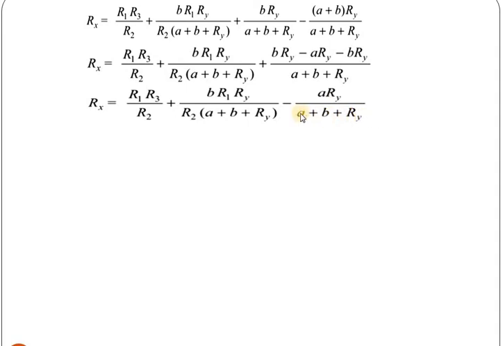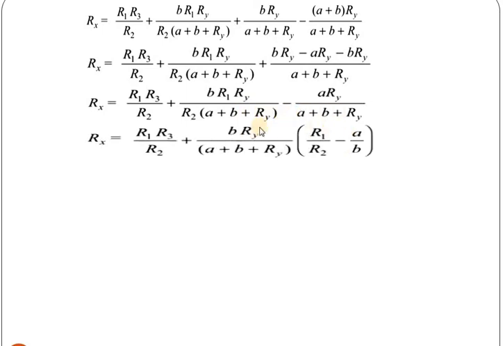Now again you have to take the LCM of these two. Now we got R1 R3 divided by R2 plus, by taking this LCM, we take the LCM of A plus B plus Ry. Now in this term we remain with the Ry and in the denominator R1 by R2. So here this will remain with R1 by R2.